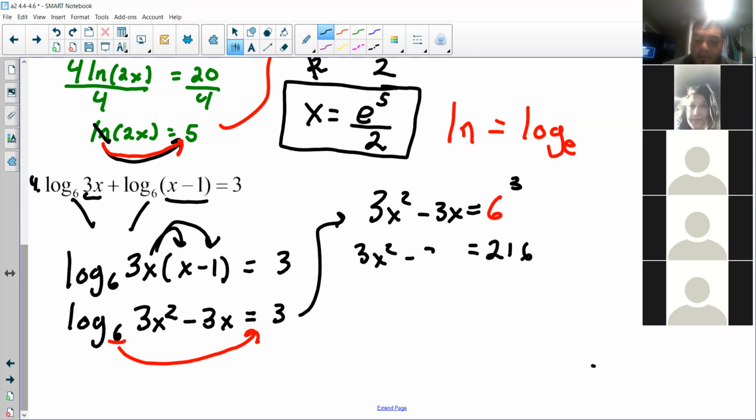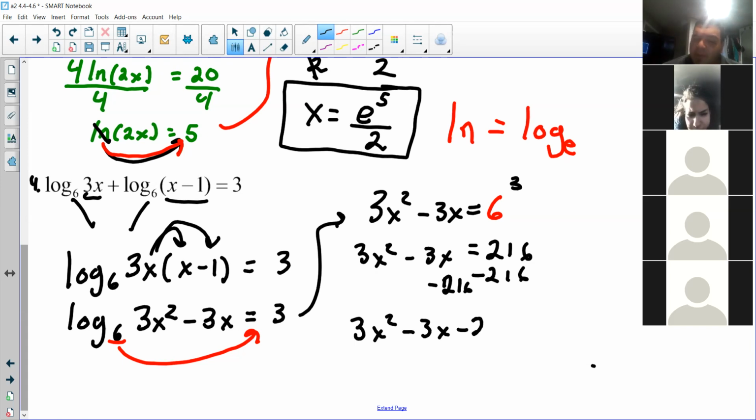3x squared minus 3x. We want to set this equal to 0. So I'm going to subtract 216 on both sides. Now, I'll be very honest. This will cause us to do a quadratic, if you remember quadratics from the past. Now, on your test, I will not give you quadratic formulas. So this example is above the level I would give you. You would not be forced to do a quadratic.